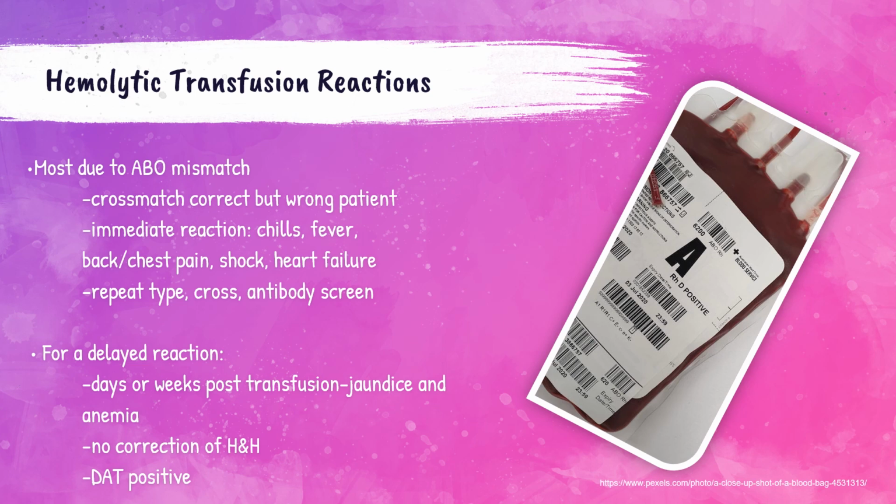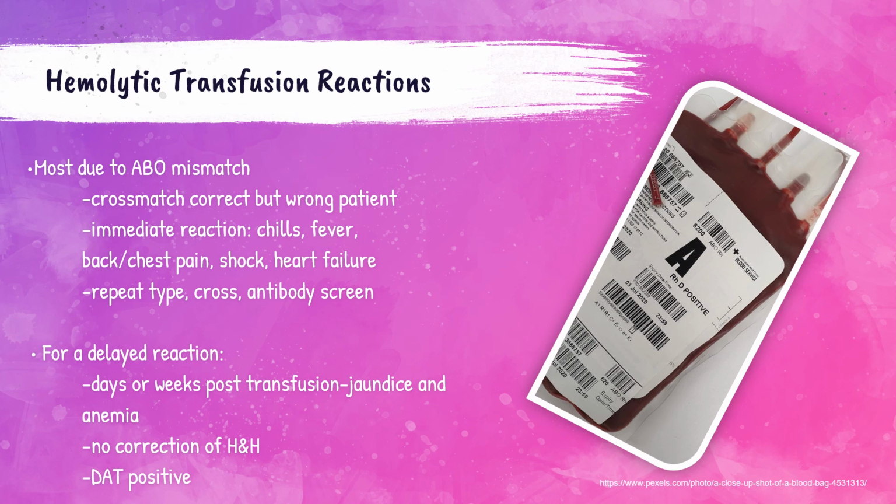Most of these cases are due to a mismatch in ABO compatibility. So for example, if a patient is group A blood type and they are transfused with group B donor blood, this is going to cause a hemolytic transfusion reaction. The group A patient has naturally occurring anti-B antibodies present in their plasma. When the group B donor blood is transfused into this patient, those naturally occurring anti-B antibodies are going to attack and lyse the group B donor red blood cells.